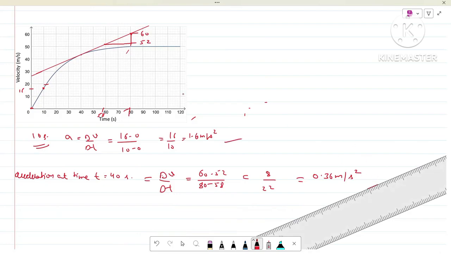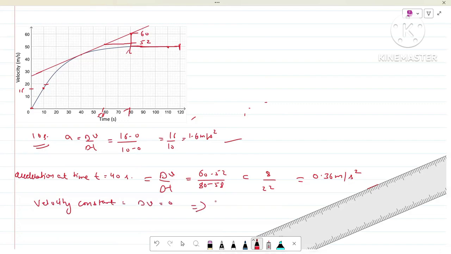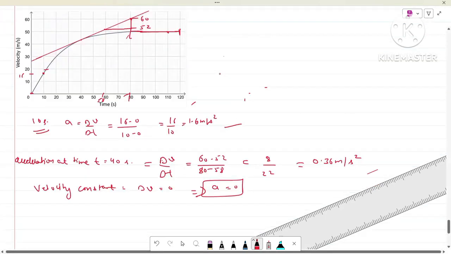Now, if I ask you what is the acceleration at time 110 seconds, you can see from 80 to 120, speed is remaining constant, velocity is remaining constant. Velocity constant means change in velocity, that is delta V, is 0. And if delta V is 0, this implies acceleration is 0. So in this region, acceleration is 0. So this is all about the chapter Motion.